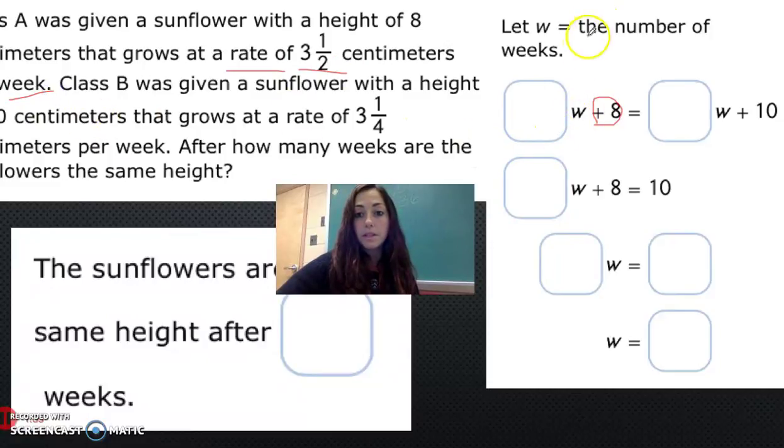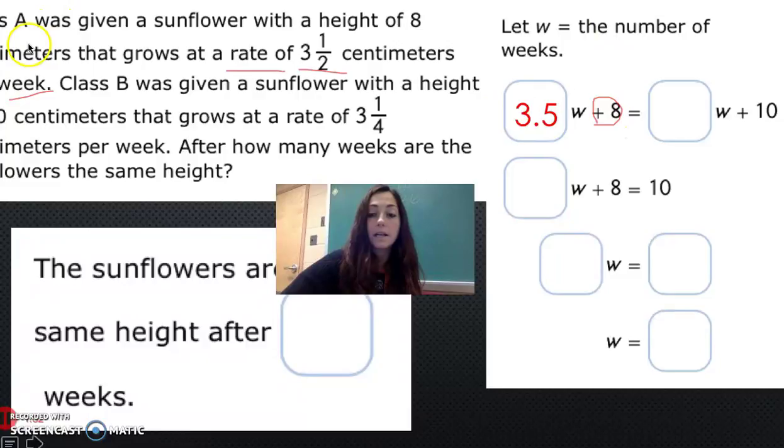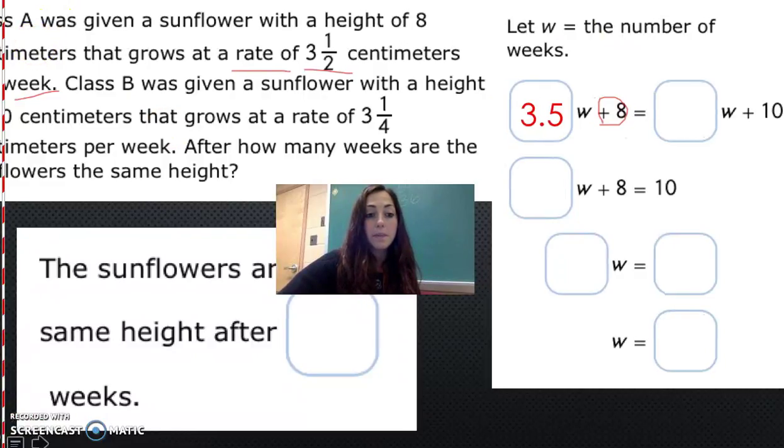So the W is the number of weeks. So what goes in this spot is that 3.5. Actually changed it to decimal, so instead of that 1/2, you'll see 0.5. So I have 3.5 W plus 8. That represents class A.